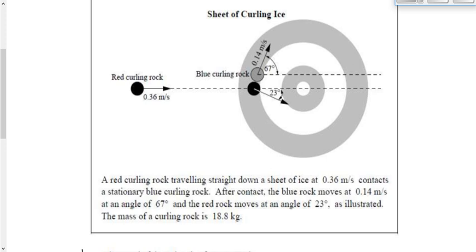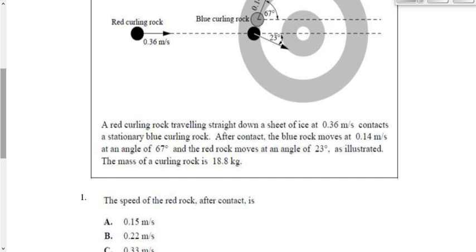So there's a red curling rock traveling straight down a sheet of ice at 0.36 meters per second, contacts a stationary blue curling rock. If it hits it straight on, then the blue curling rock just goes straight ahead. But if it's what we call a glancing collision, kind of hits it on the side, then they go off at different angles, right? In the end, we want to know what the speed of the red rock is after contact.